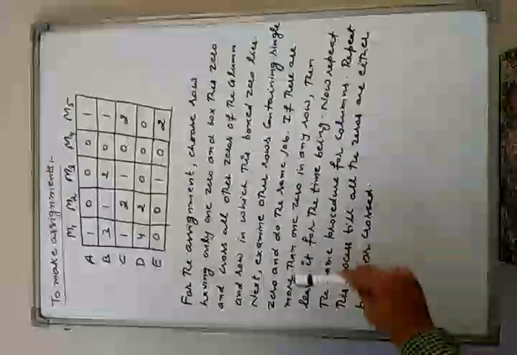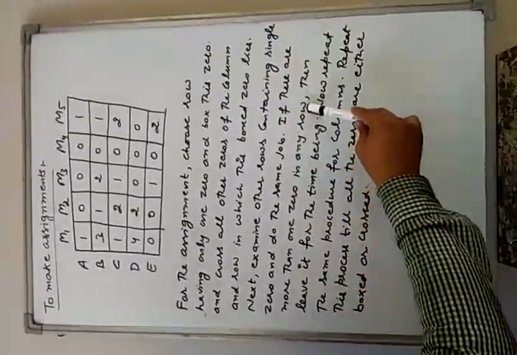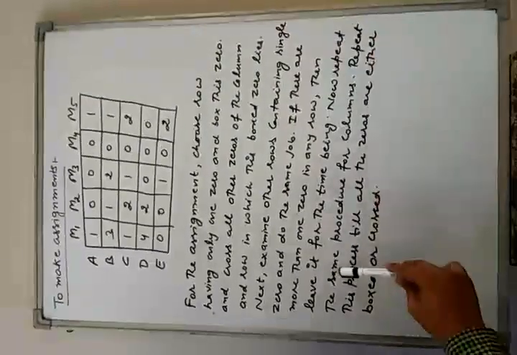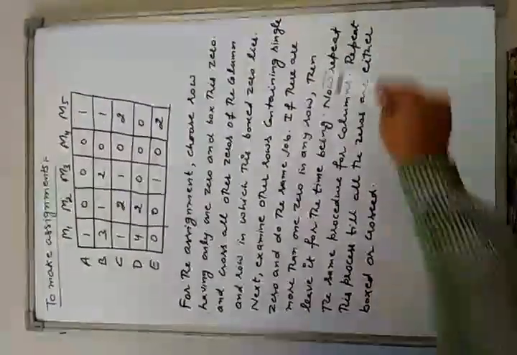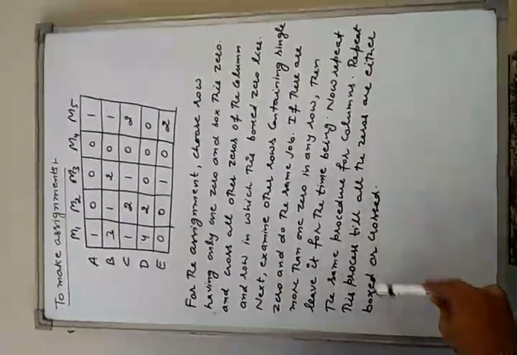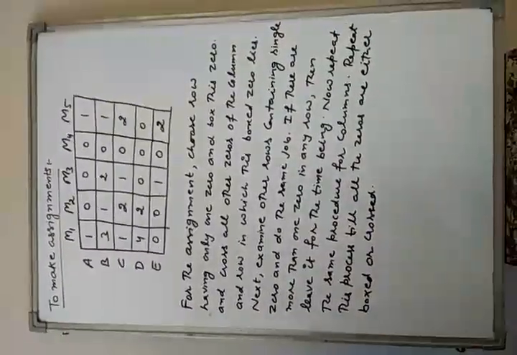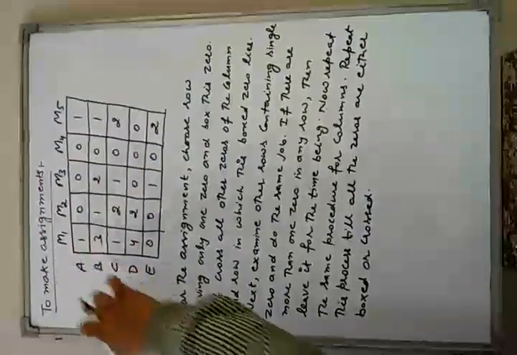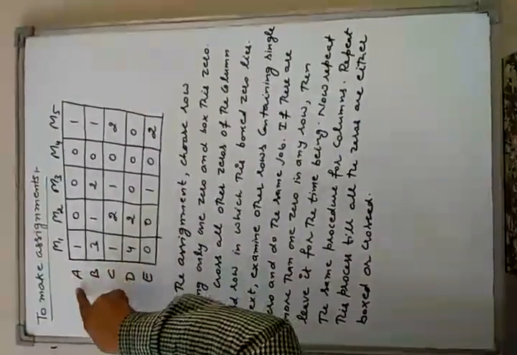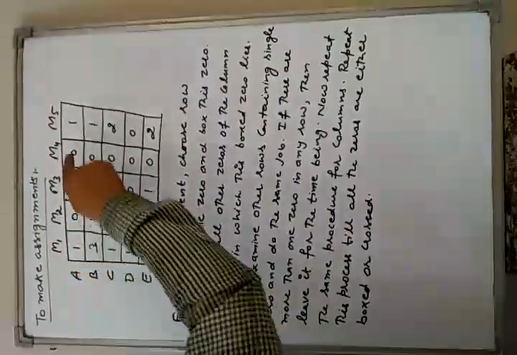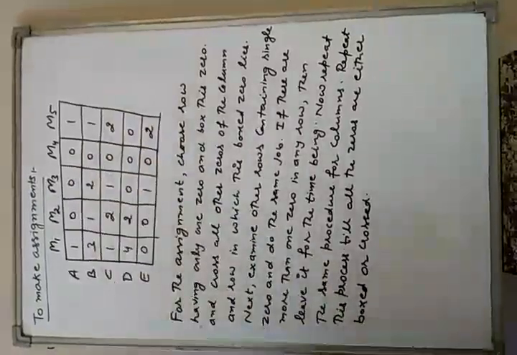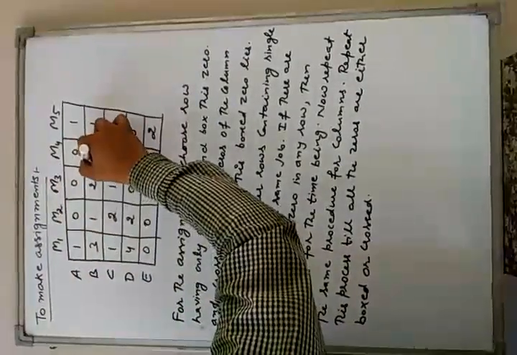If there are more than one zero in any row, then leave it for the time being. Now repeat the same procedure for columns. Repeat this process till all the zeros are either boxed or crossed. Like this, here in the first we choose that row in which only one zero lies. Here in this row, there are three zeros. Here in this row, there is one zero. Therefore, we box this zero.